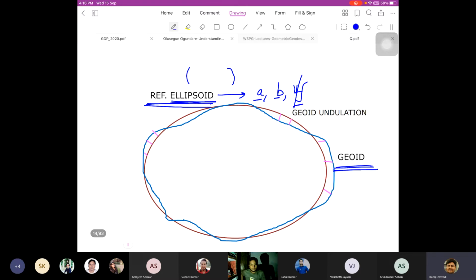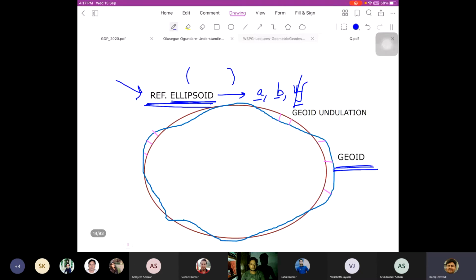So your earth can be defined by two surfaces. One is called geoid and another is called ellipsoid. Scientists are working on who can best fit the earth by reference ellipsoid as well as geoid.